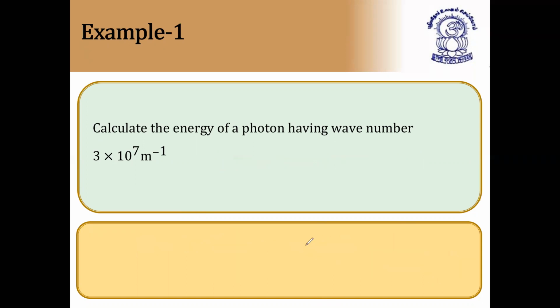So I hope this question you understood clearly. So the answer, here I'm writing the answer, you can check. It is equal to 5.96 into 10 to the power minus 18 joules. So you have to apply the formula E is equal to h c nu bar. Just applying this formula, you get the answer. Nu bar is given, that is wave number 3 into 10 to the power 7. Planck's constant value you know, and c value is 3 into 10 to the power 8 meters per second. I hope this is clear.